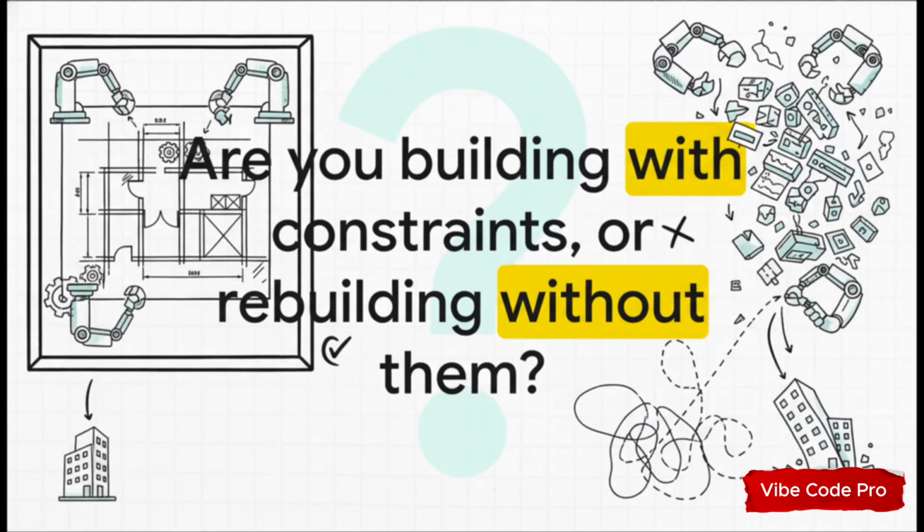Which brings us to the final critical question you have to ask yourself. Because in this new age of AI coding, these are really the only two options you have. The people who win aren't going to be the ones with the cleverest prompts. They're going to be the ones who master the art of building with constraints. So which is it going to be?